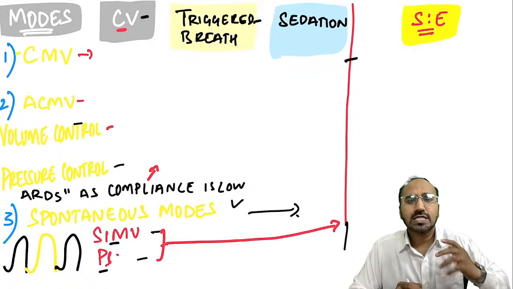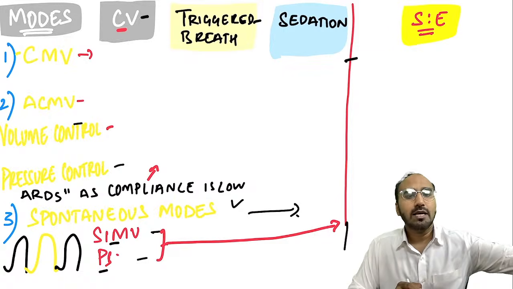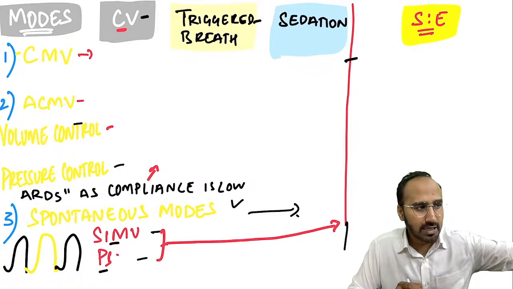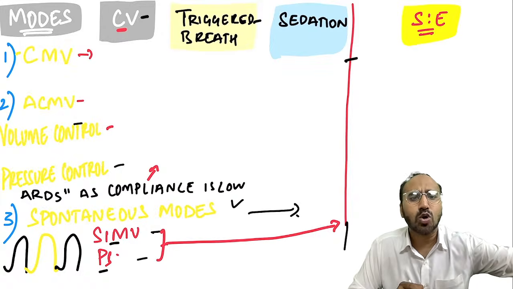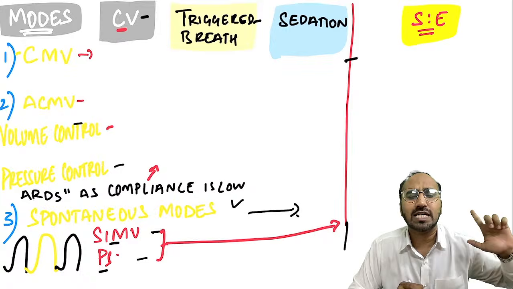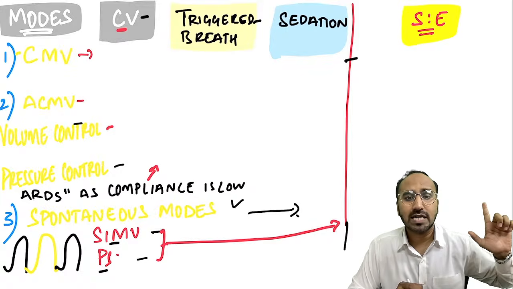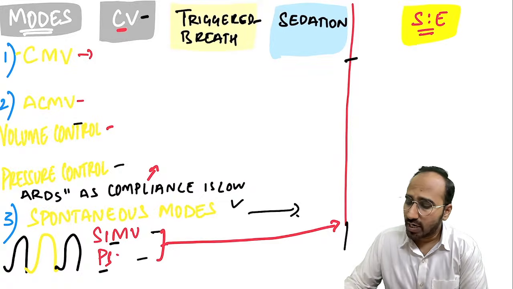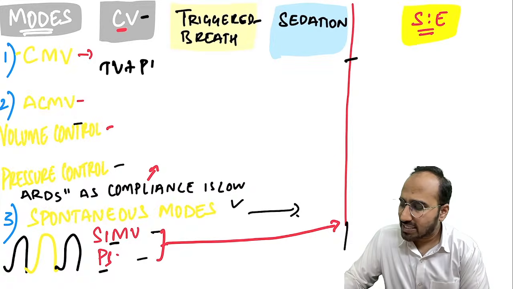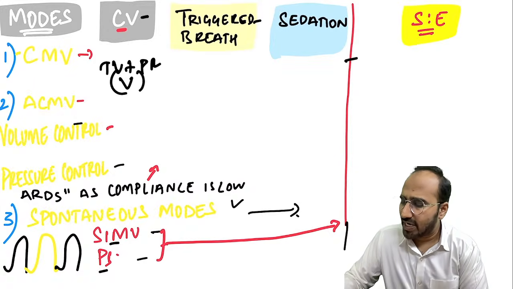The nurse will ask, sir, which mode do I have to keep? I will tell her, please give rest to the patient, keep the patient on CMV mode. In CMV mode, the ventilator takes the whole responsibility of volume as well as pressure. Look over here, guys. In CMV mode, what is the control variable? Nothing is a control variable. The tidal volume as well as the pressure is controlled by the ventilator itself.